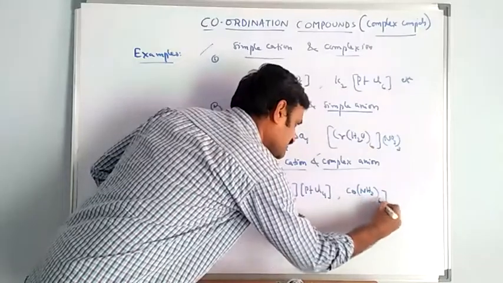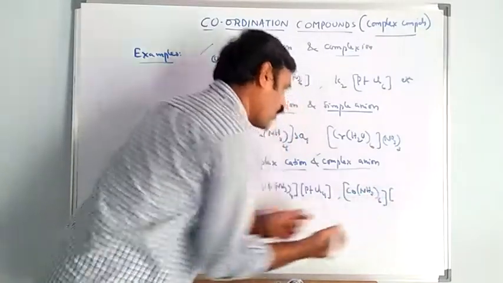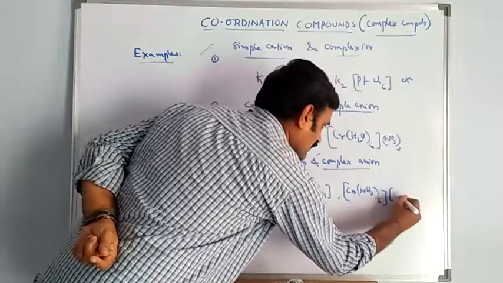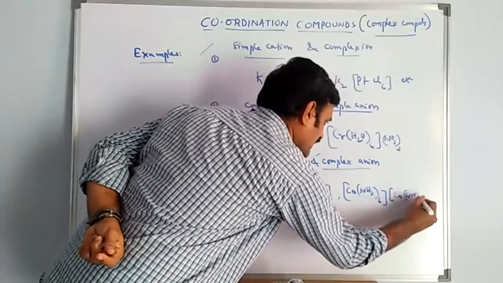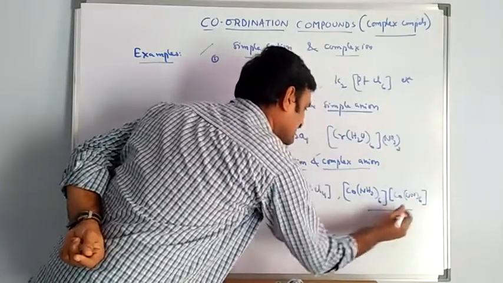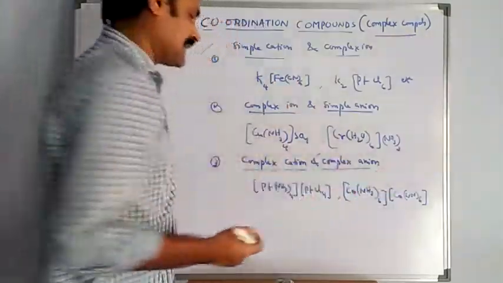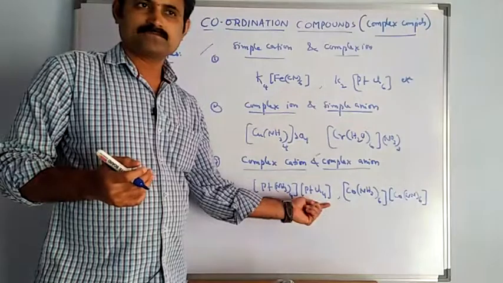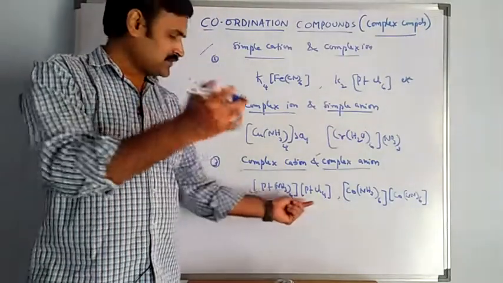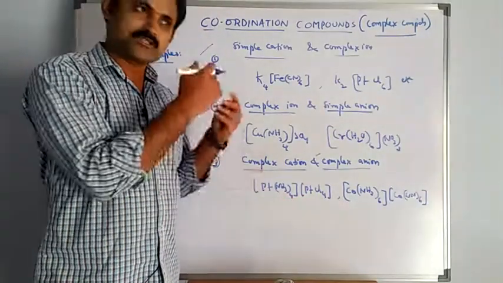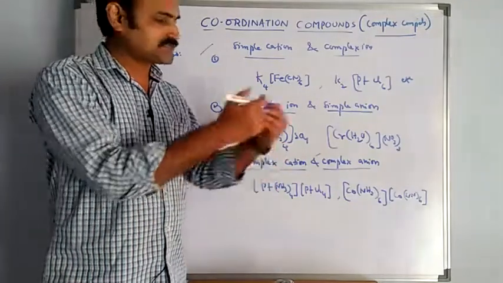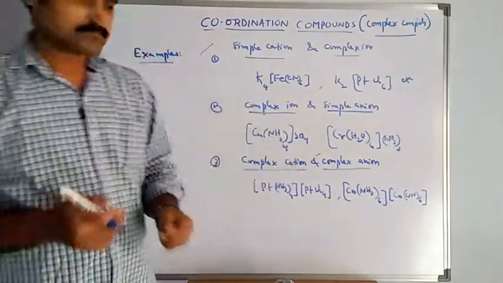[Co(NH3)6], complex cation, [Co(CN)6], complex anion. So whatever we are writing, the right side of this formula is the anion, and the left side we have the cation. First we start with the cation, next we will write the anion.